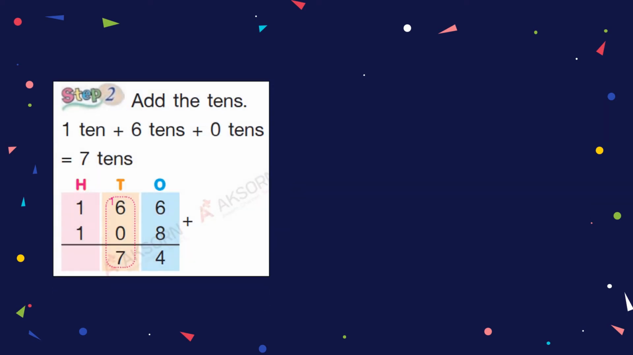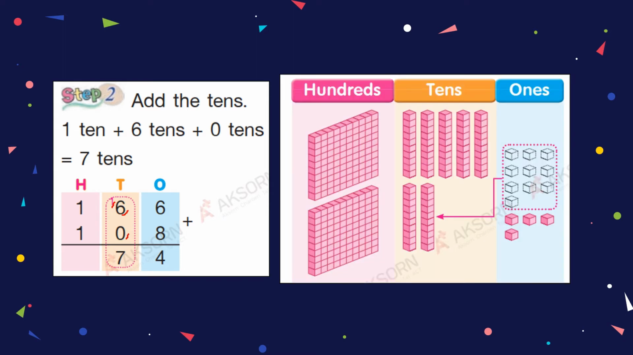For the second step, we're going to add the tens. So 1 ten plus 6 tens plus 0. Here, 1 and 6 and 0. How many tens do we have all together? We will be having 7 tens. You move the 1 ten to the tens column.